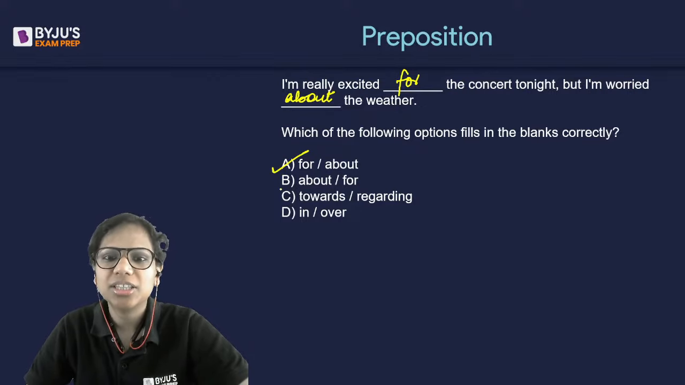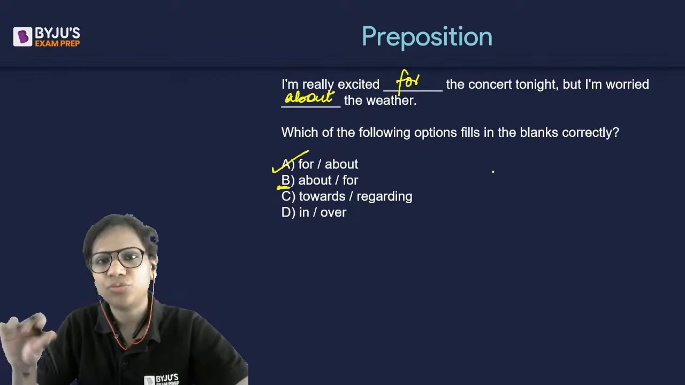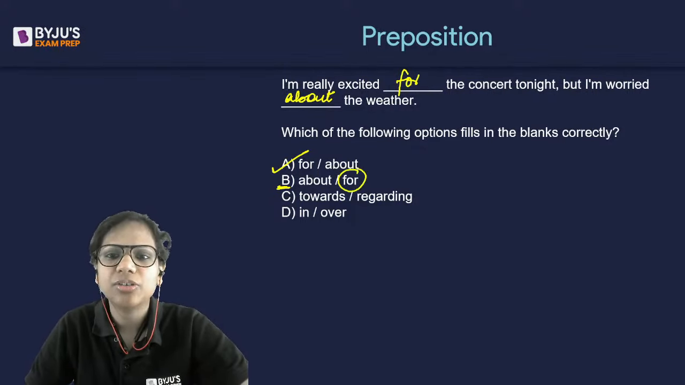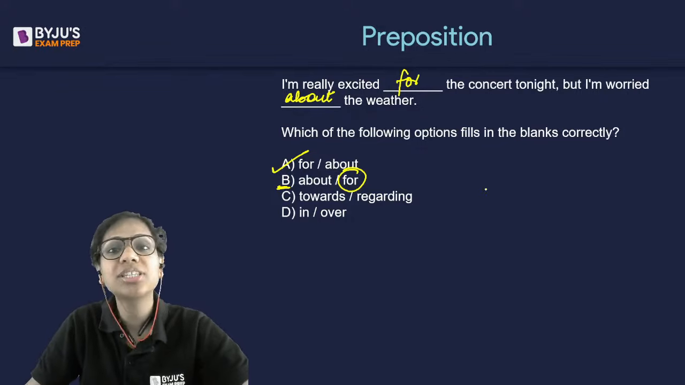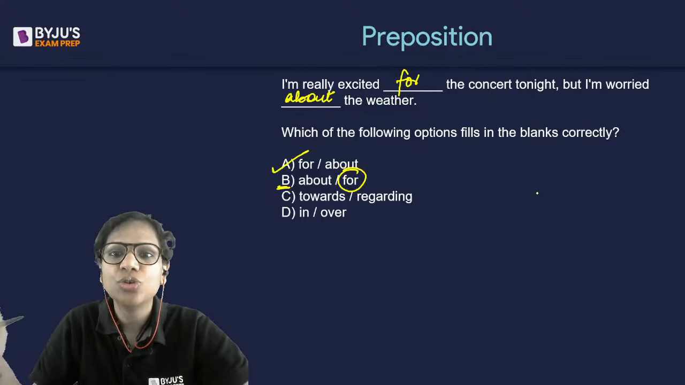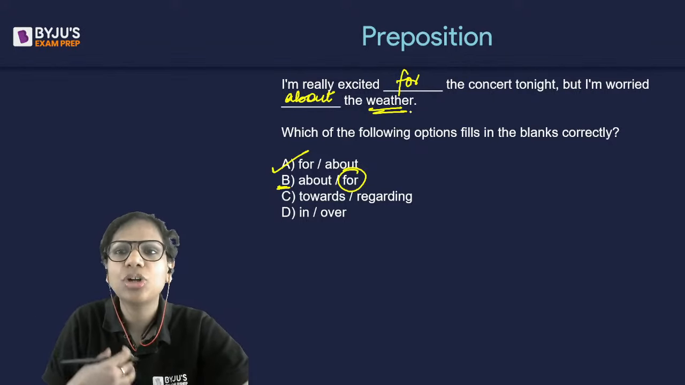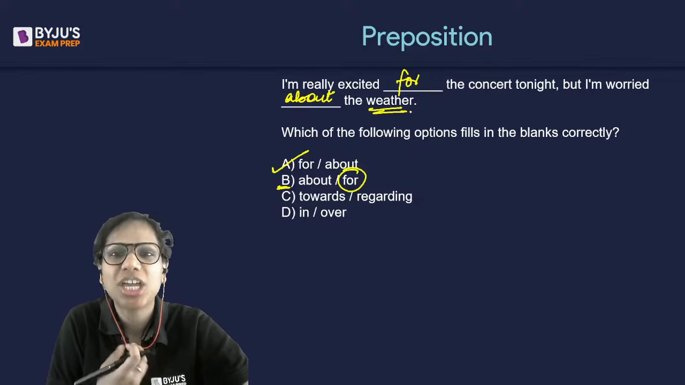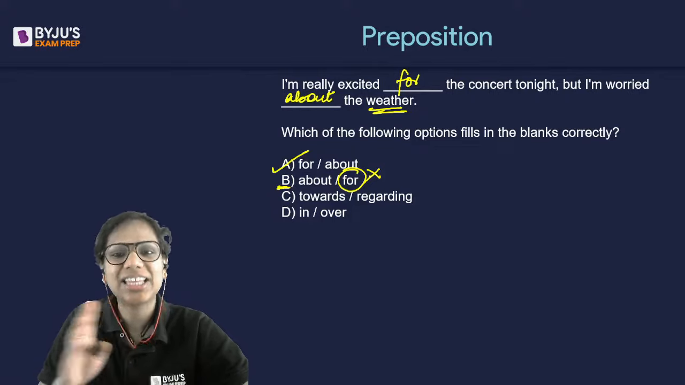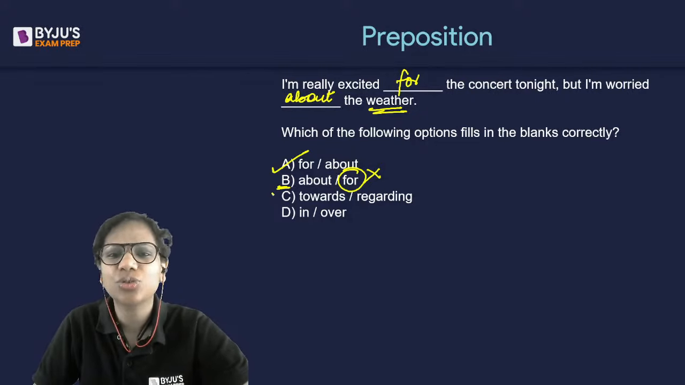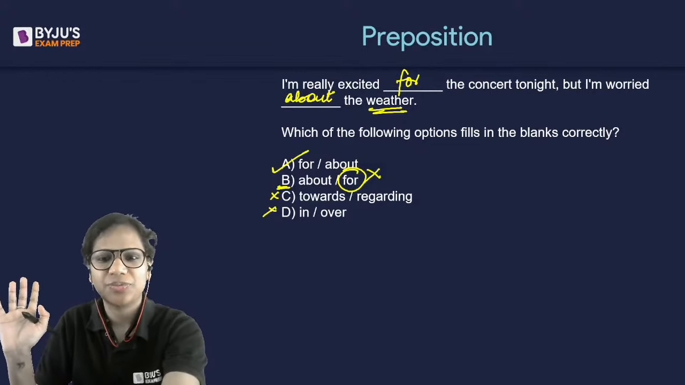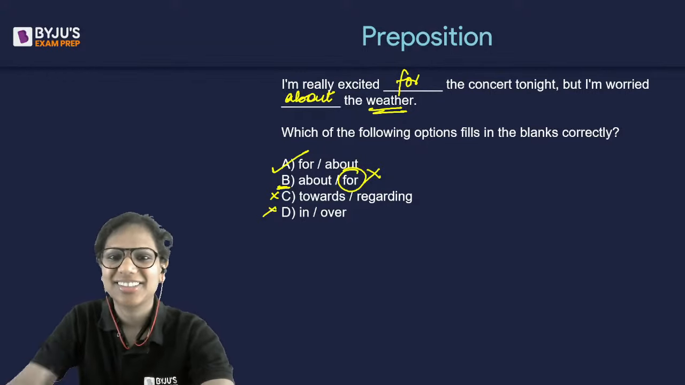Correct. So this will not fit here. See, we can be excited about something, so about is not incorrect here. However, when we worry for someone, you know, I'm worried for him, I'm worried for his health. So we can't worry for the weather. We are not personally invested that way. We don't share a relationship with the weather like that. So for does not fit in the second blank, and that's why B cannot be the answer. The others could be easily eliminated. Towards, in, they don't fit in the first blank. So A is the answer here.